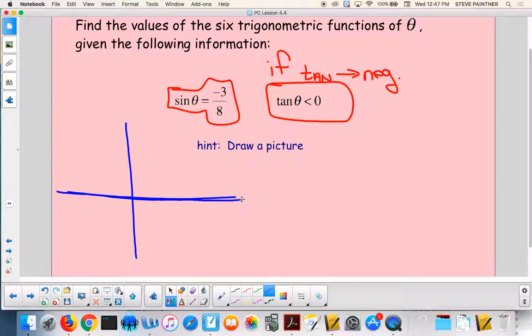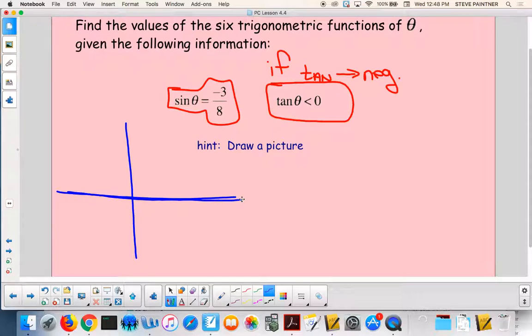I just want to peek at your triangle. I want to make sure you got it in the right quadrant. Which quadrant did you put it in? That one? Okay. And I would have to agree.